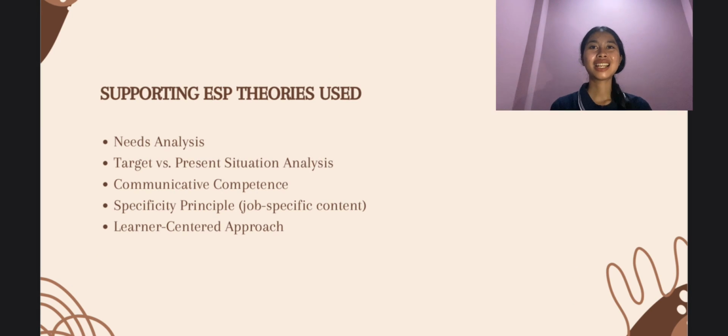And the last, supporting ESP theories used. First, needs analysis. The course content is based on learners' real needs at work. Second, target and present situation analysis helps identify the gap between what learners can do now and what they need to do. Third, communicative competence.